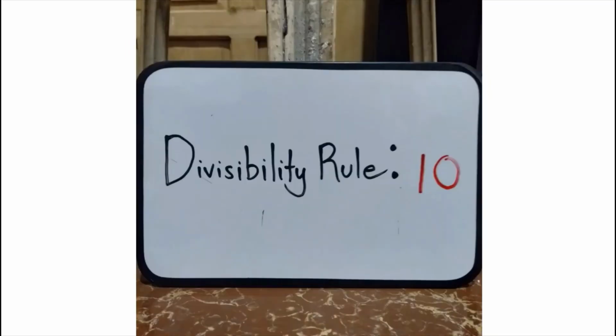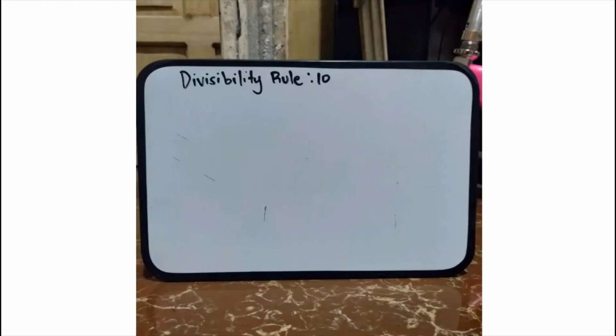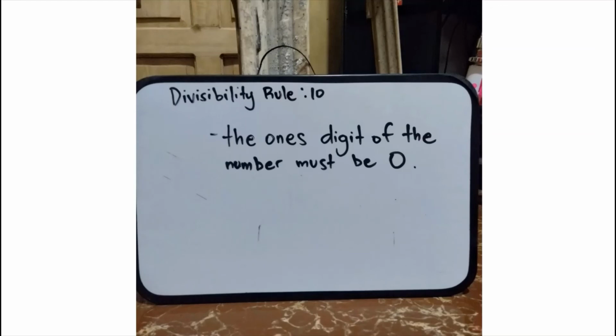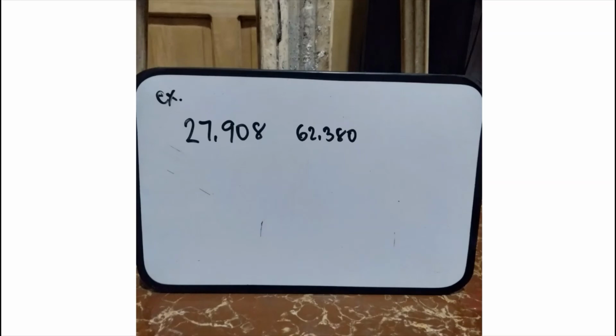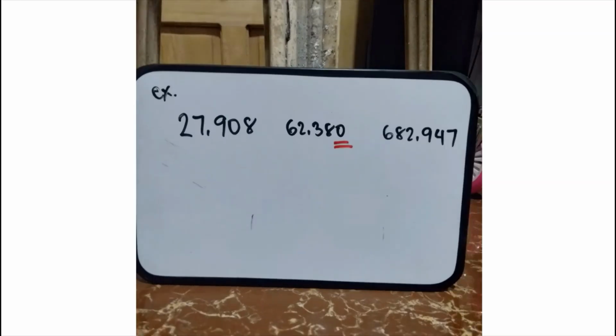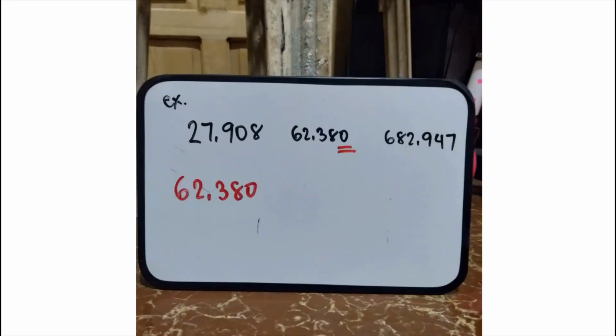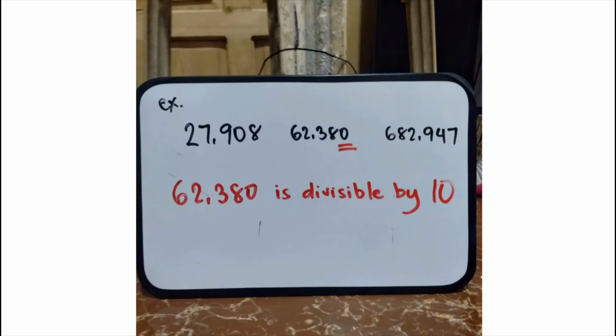Divisibility rule 10. As simple as the divisibility rule of 5, if a number has a ones digit that is 0, then the number is divisible by 10. So in the examples 27,908, 62,380, and 682,947, well, 62,380 is the only number with 0 as its ones digit, then it makes the number divisible by 10.